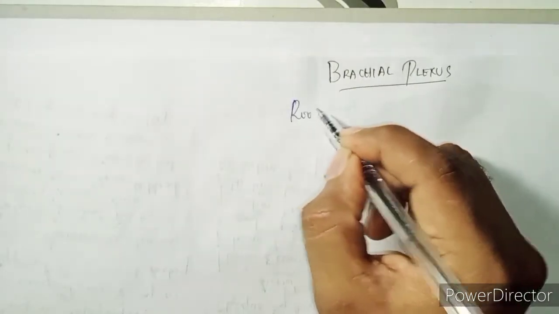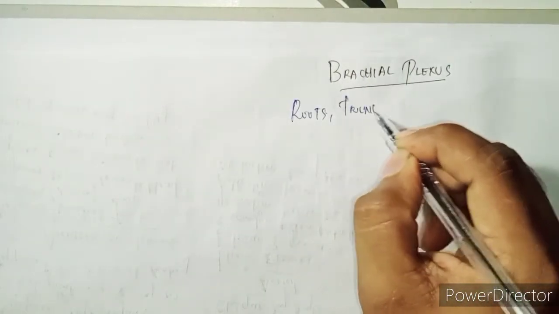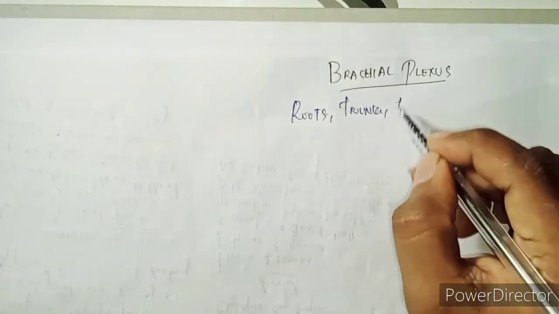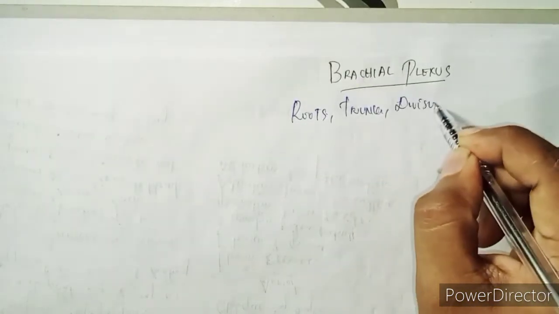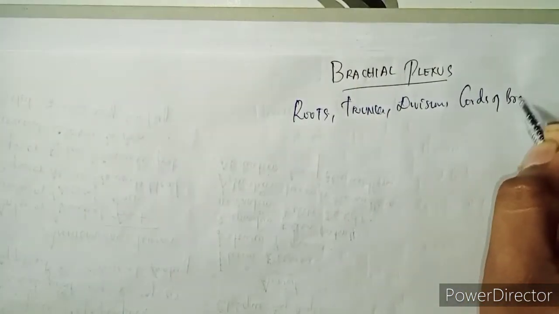Now see the diagrammatic view of the brachial plexus. This is the easiest and simplest way to remember the brachial plexus: roots, trunks, divisions, cords, and branches. The brachial plexus is formed by the roots, trunks, divisions, cords, and branches.